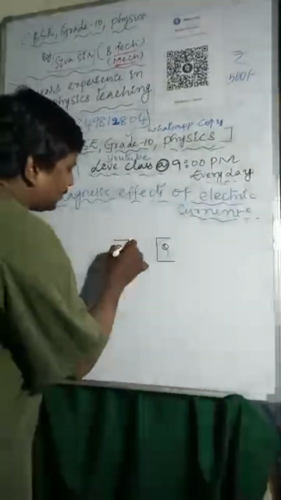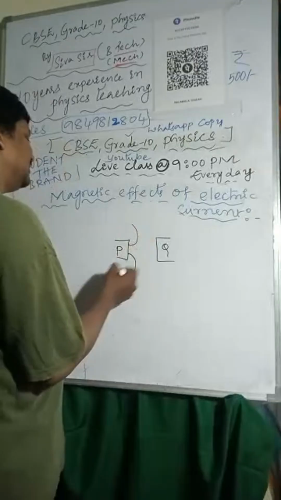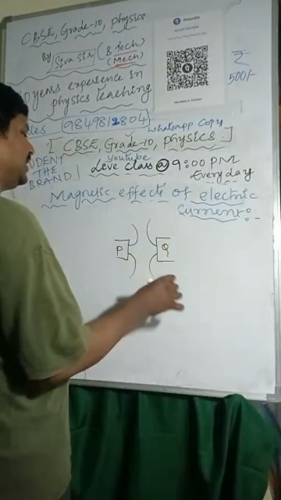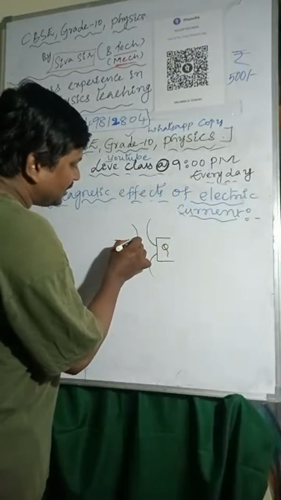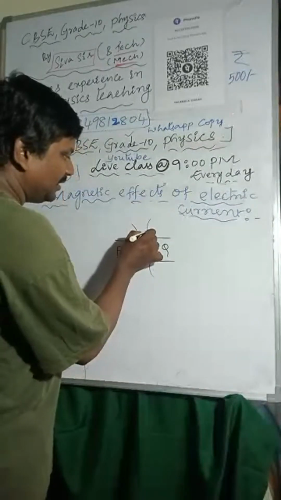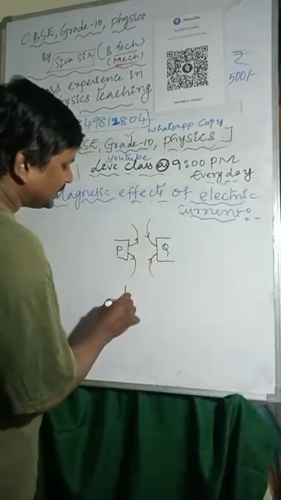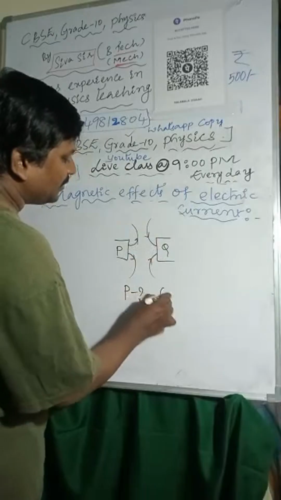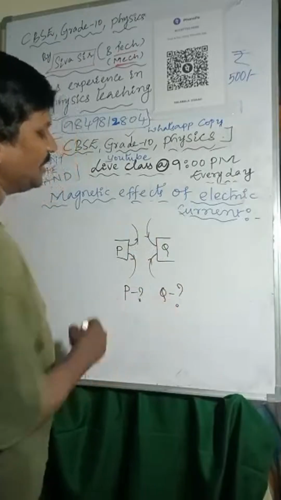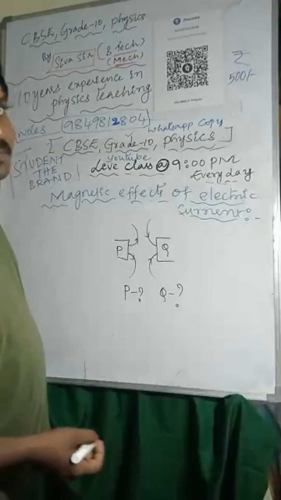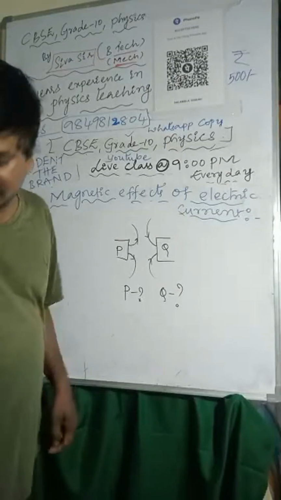So from here, field lines are moving like this. From this, field lines are moving like this. So the direction is from P like this, and Q is like this. So what is P and what is Q? Can anyone comment? Shivani, can you tell me what is P? What is Q?